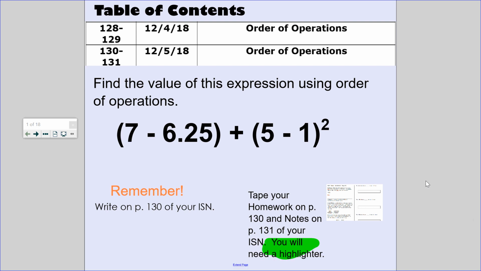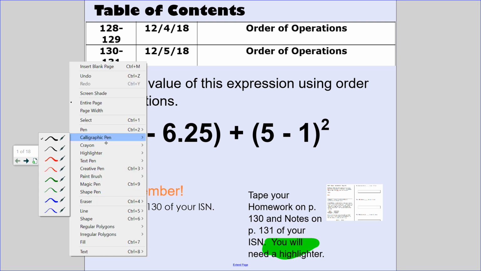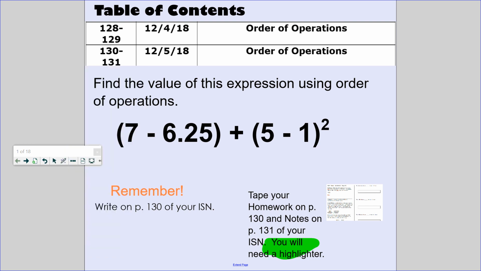Welcome. This lesson is over order of operations. This is our third lesson, so we should be a little more comfortable. So we need to separate the terms. I'm taking out my highlighter at this time. How can I separate my term? What do I need to highlight?